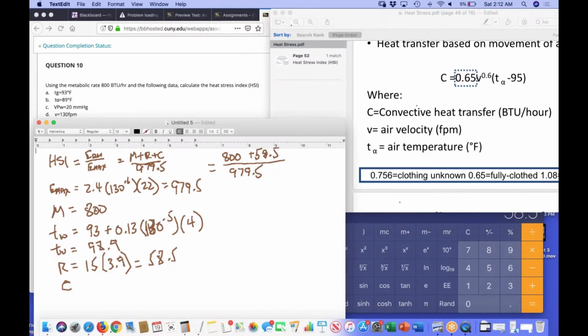So I'll go back here and we'll get our pen, and our convective heat transfer is equal to 0.65 times 130 to the 0.6 power times the ambient temperature. Now, the ambient temperature was 89 degrees, which is less than 95. So it's 89 minus 95. It's minus 6.